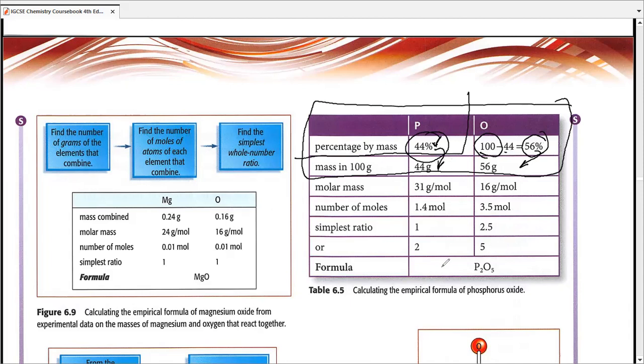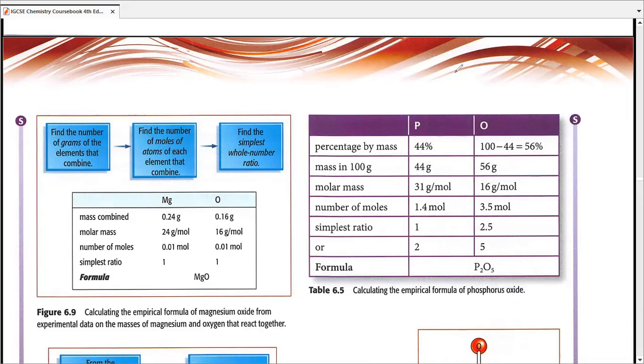Move on with the rest of the question as you were supposed to. You have the masses. You can then write the Mr or the Ar. Go on, find the number of moles. Simplify them into a whole number ratio, and then write your formula by putting them as subscripts. I hope this makes sense too, right? Yes, sir. Good, great.